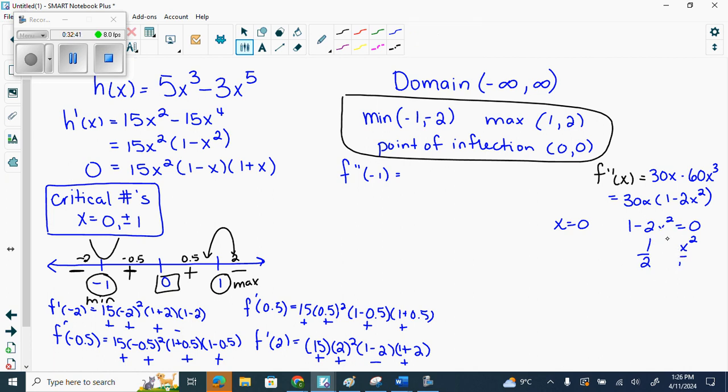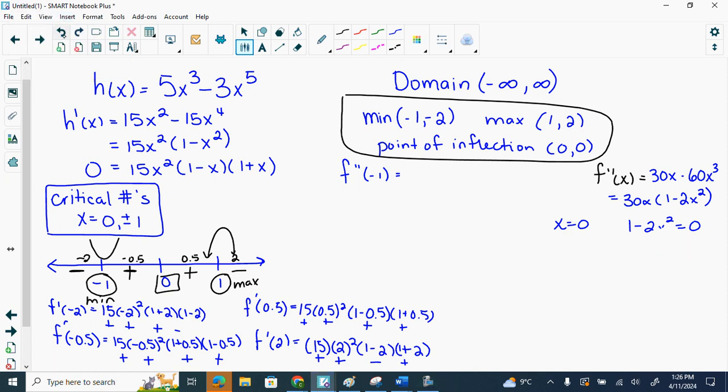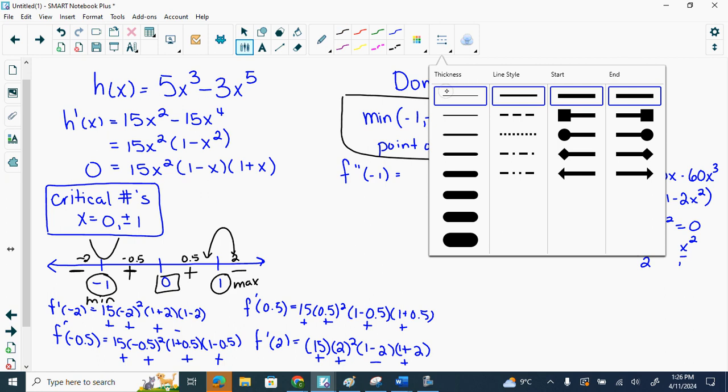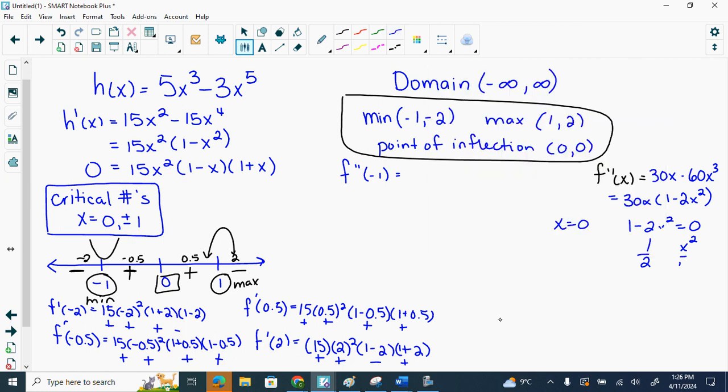Oh, that's an eraser. How disappointing is that? Thought I was going to have a different color. Oh, boy. Oh, whatever.